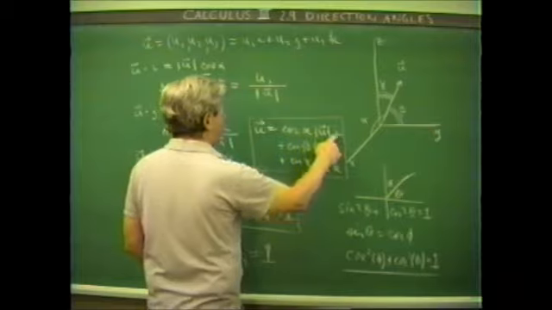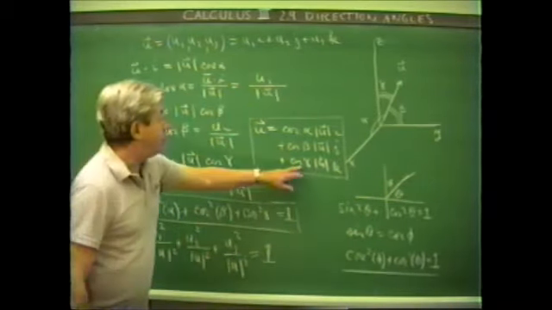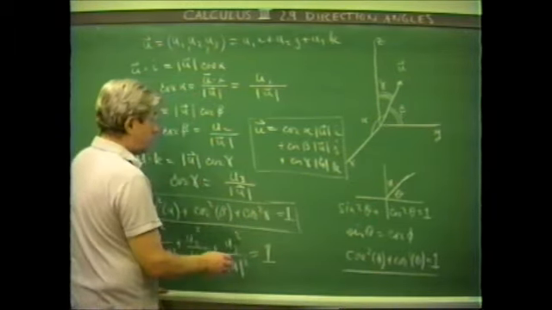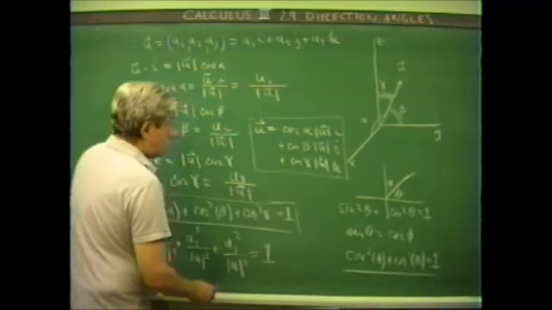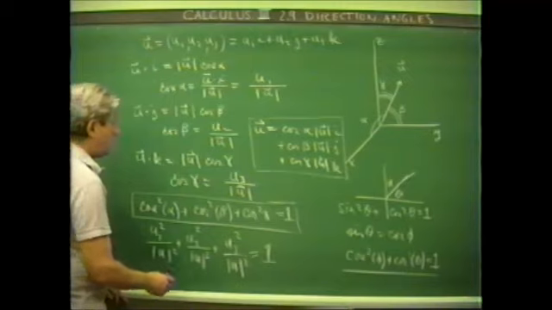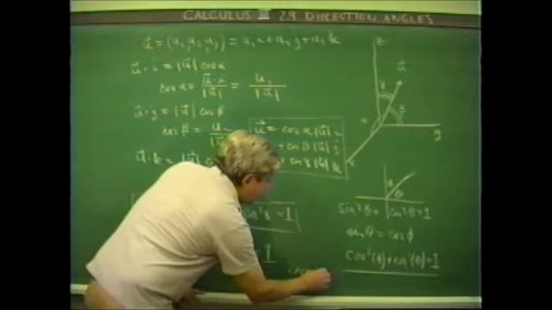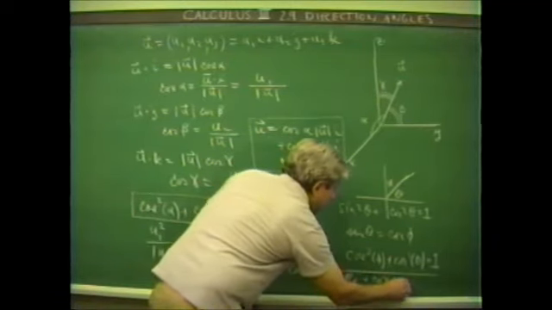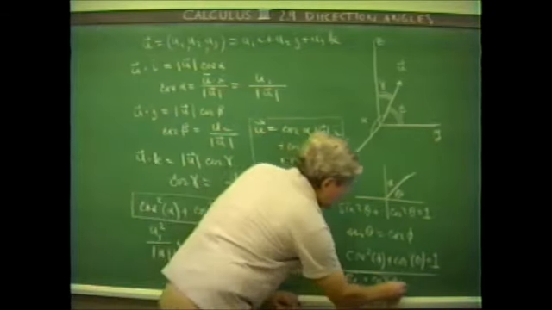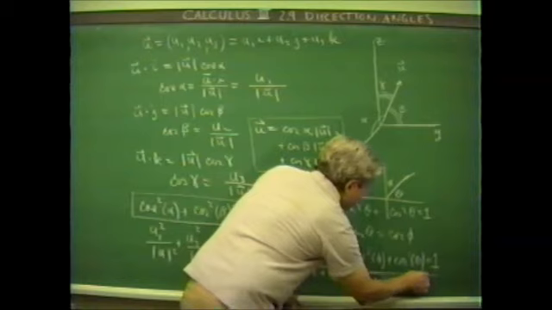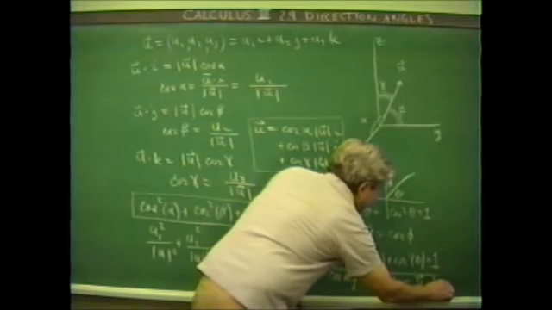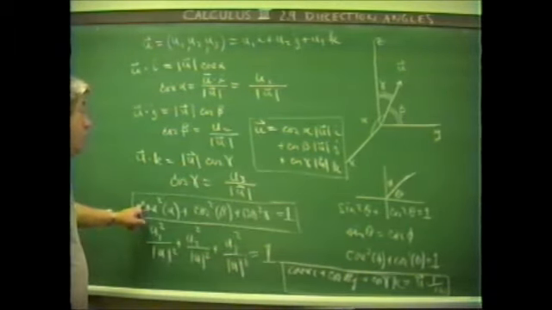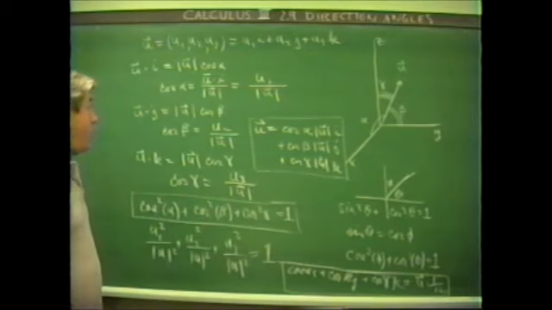Also the vector cosine alpha i plus cosine beta j plus cosine gamma k is a unit vector in the direction of u. Cosine alpha i plus cosine beta j plus cosine gamma k is a unit vector in the direction of u, and so consequently it's equal to u times 1 over the magnitude of u. It's another way to write a unit vector in the direction of u. Okay, so sometimes it's handy to use these direction angles for a given vector u.